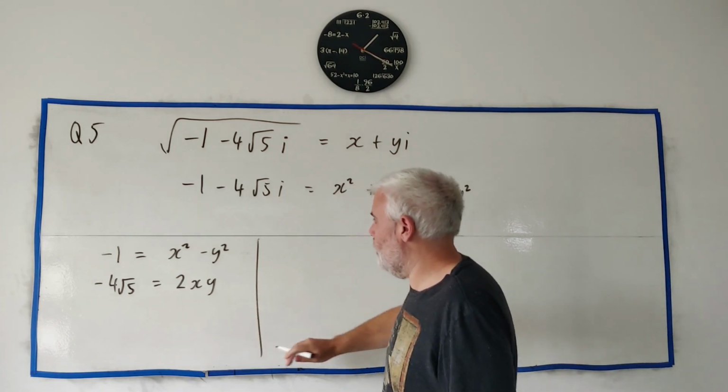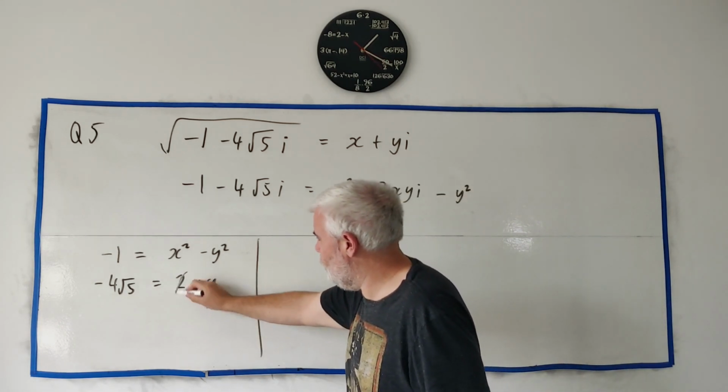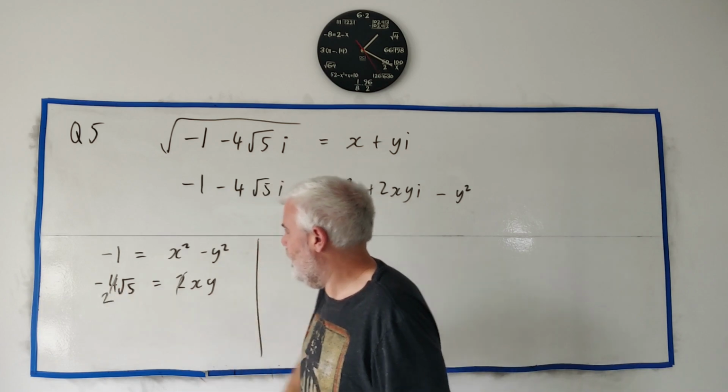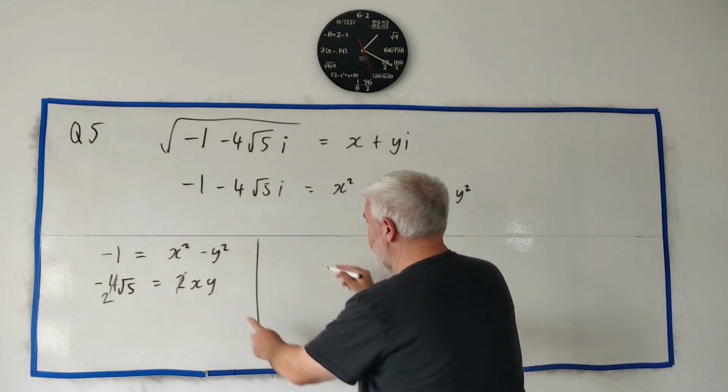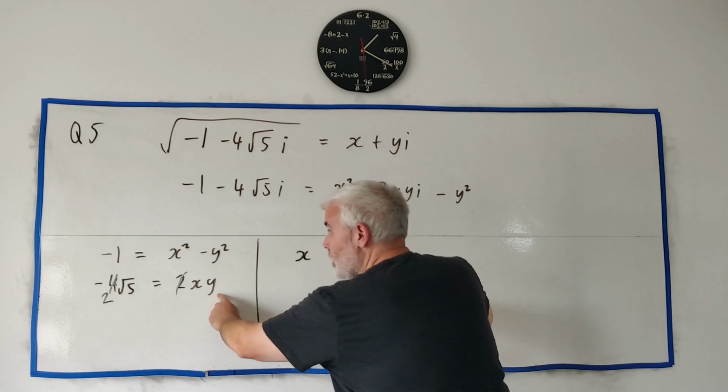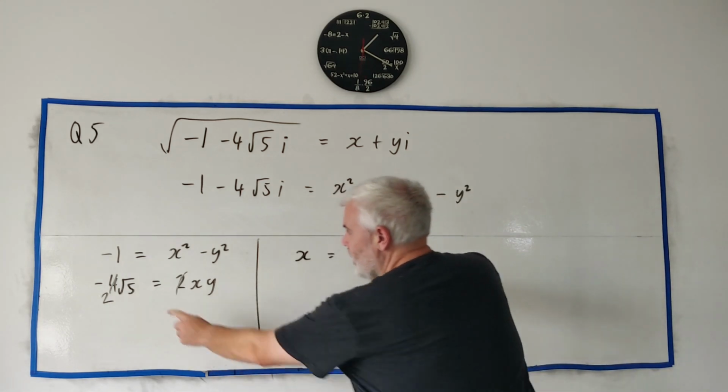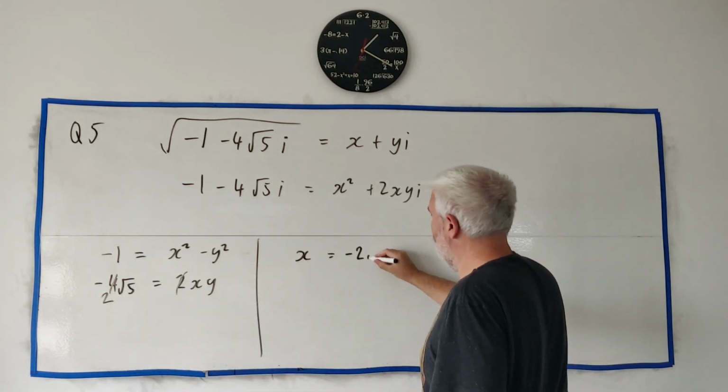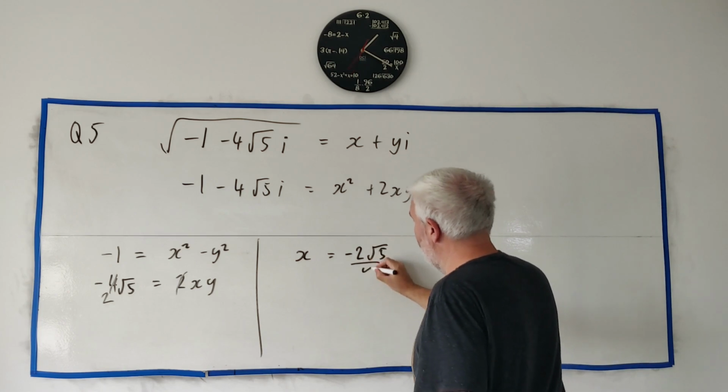So I'm going to take this second term here. Oh, sorry, first 2 divides both sides. To that side. I'm going to take this x and put it on its own. Basically, I'm going to divide both sides by y. This side becomes -2 square root 5 divided by y.